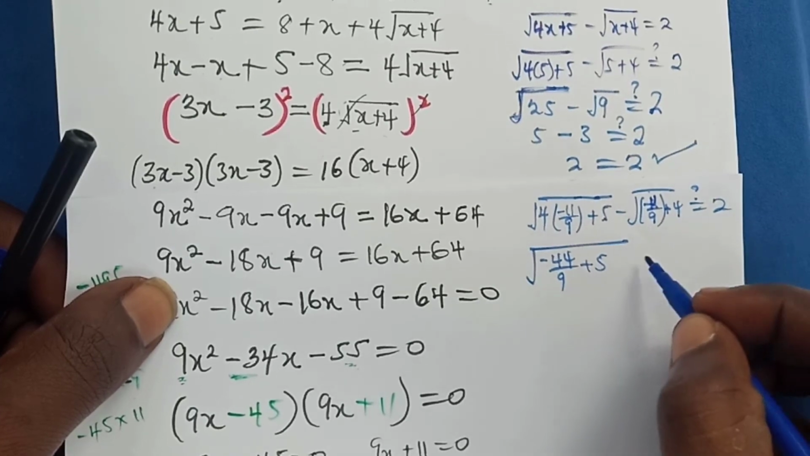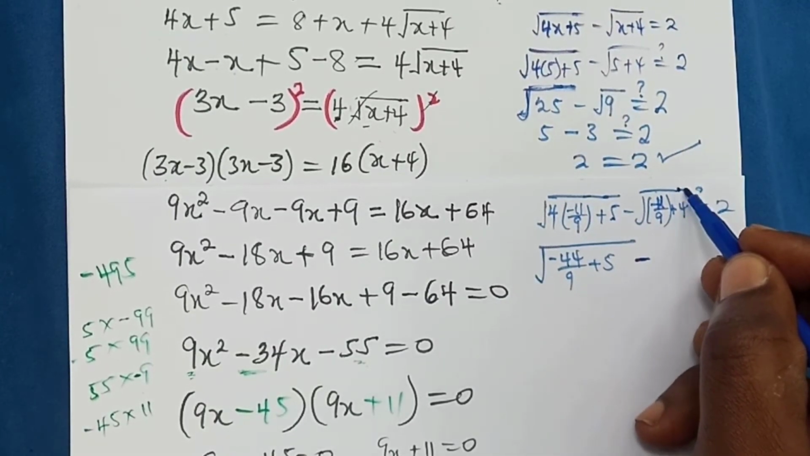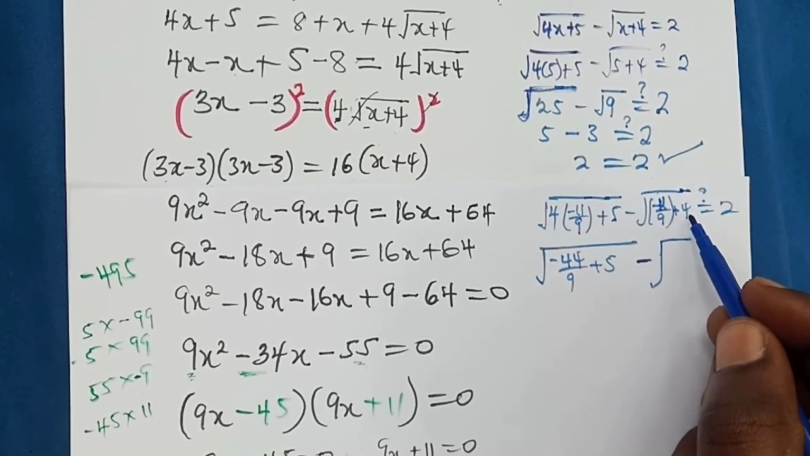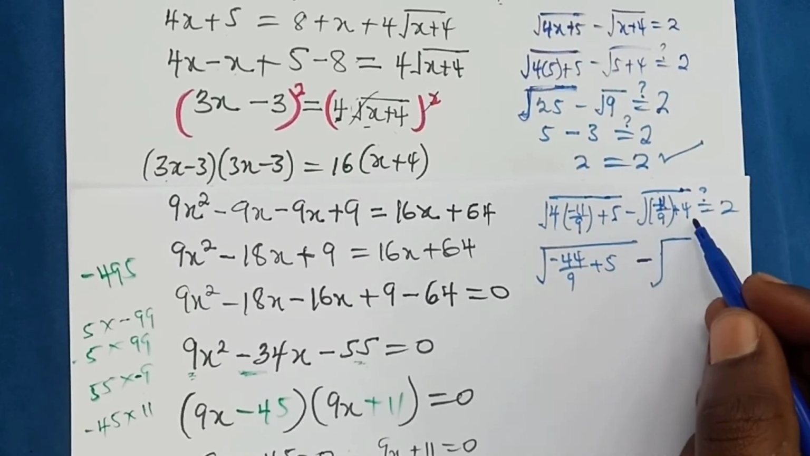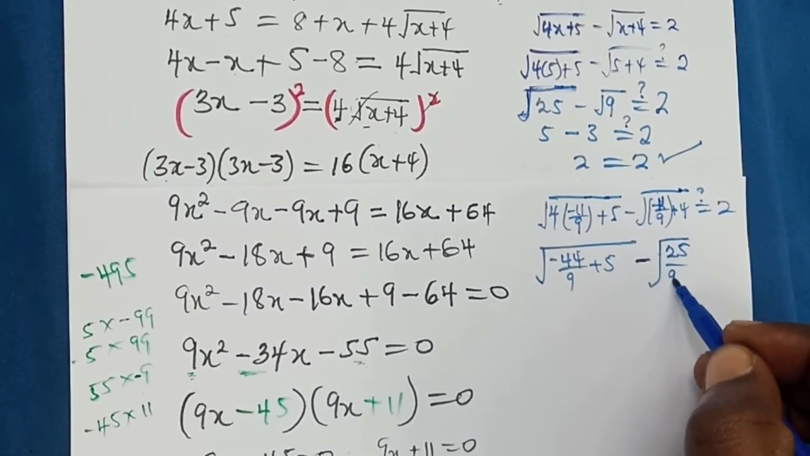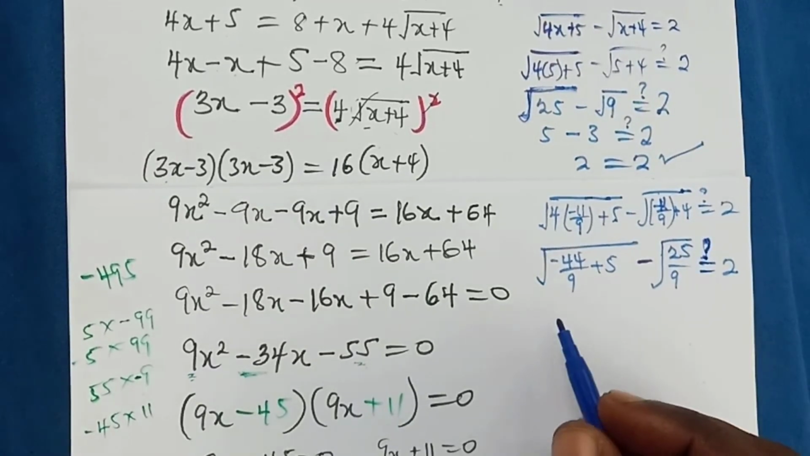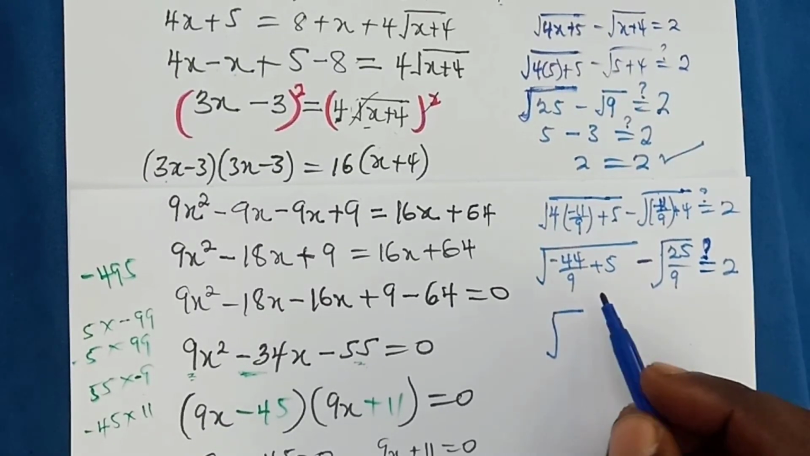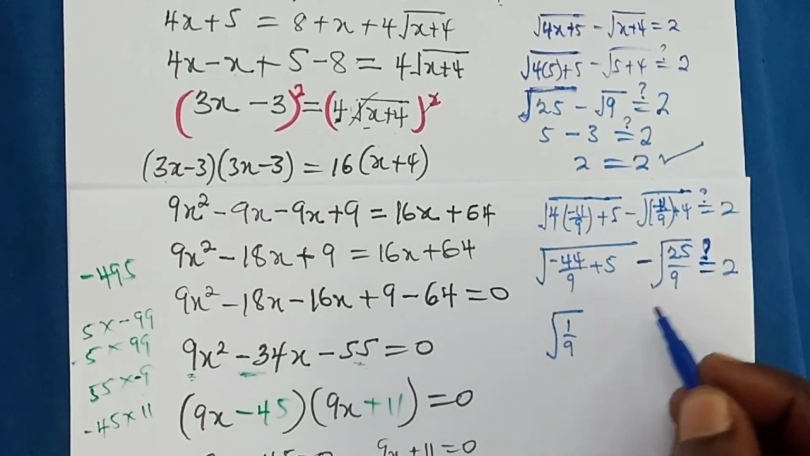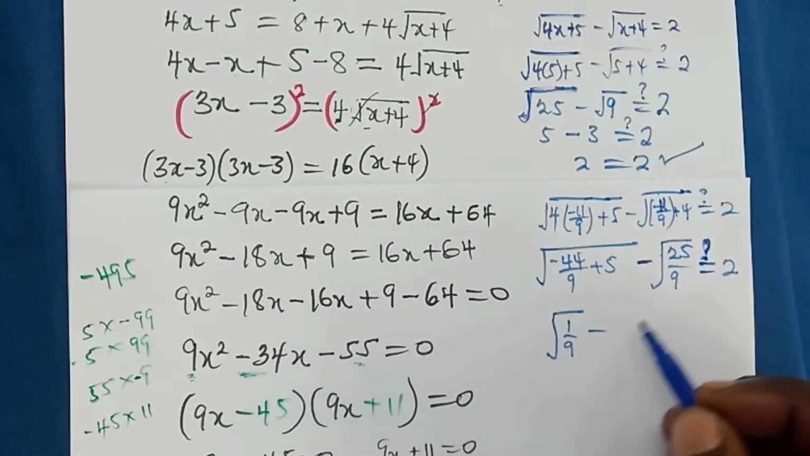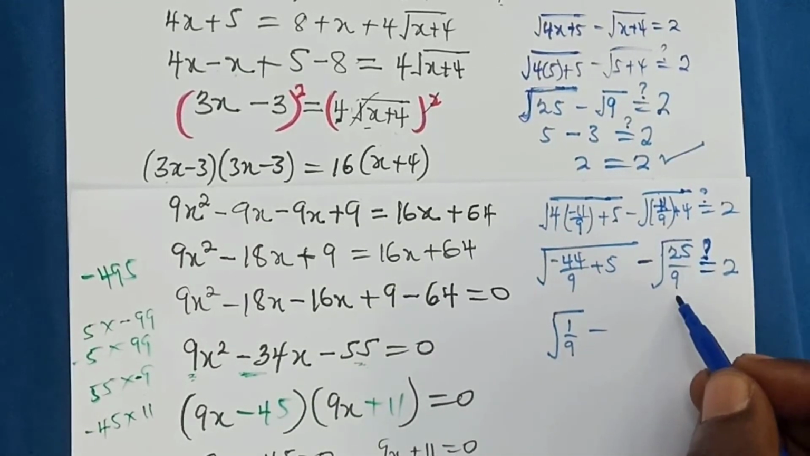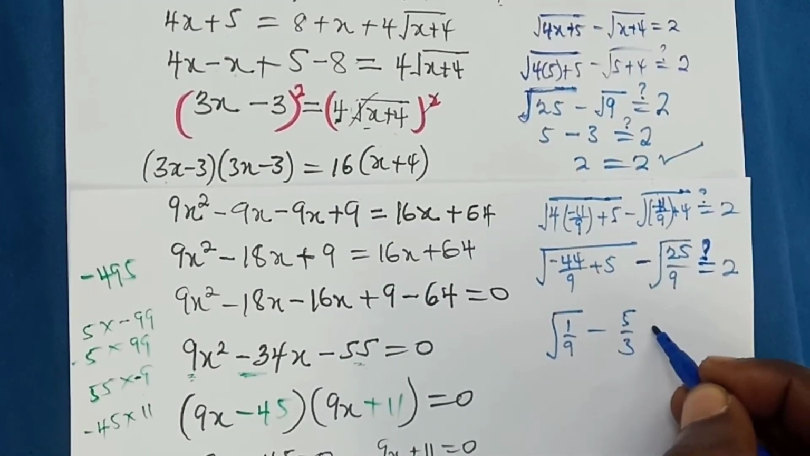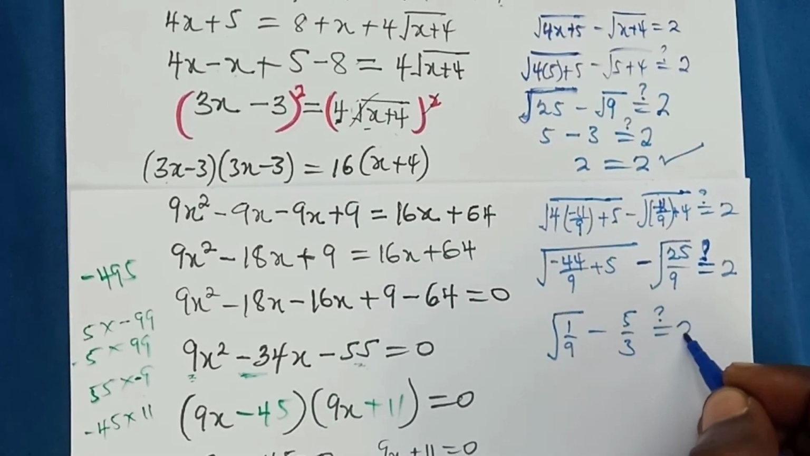Plus 5 minus, let's come to the side, the square root of negative 11 over 9 plus 4. This one will be equal to 25 over 9. Would that be equal to 2? Now when you come here, we have negative 44 over 9 plus 5. This one is equal to 1 over 9, minus, you can actually check this with your calculator, the square root of 25 over 9. The square root of 25 is 5. The square root of 9 is 3. When you subtract this, will it be equal to 2?